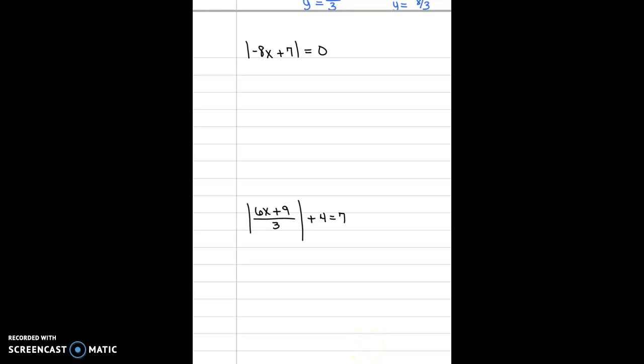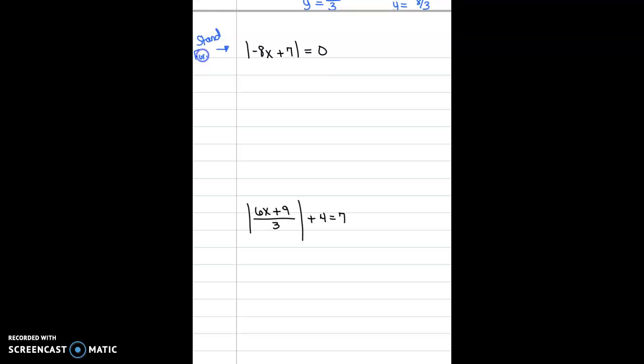Okay, the second half of the video, 4.8 absolute values. I just have two quick examples, but they were a little different than the other ones, so I wanted you to have an example of these. So if we look at this first problem, I already have the absolute values on a side by themselves, and they are equaling 0. So this is already in standard form.